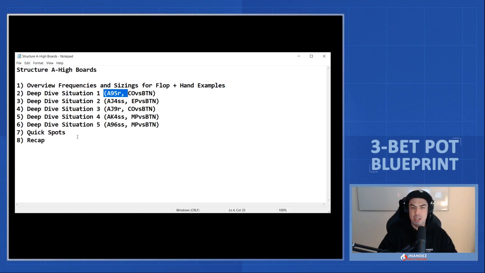We're going to end each individual board texture by going into a couple of quick spots at the end, which means I'm going to hover over some spots more superficially that I played in the past and then recap the most important concepts of each individual board in more detail. So for today's video, we're going to kick it off by looking into ace-high boards.